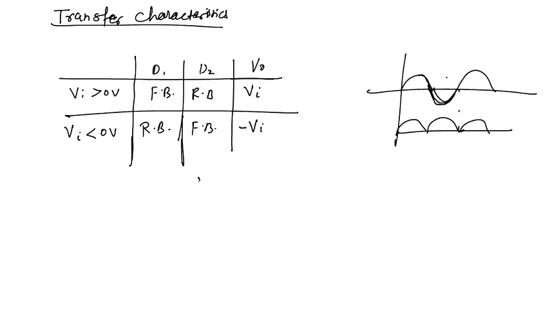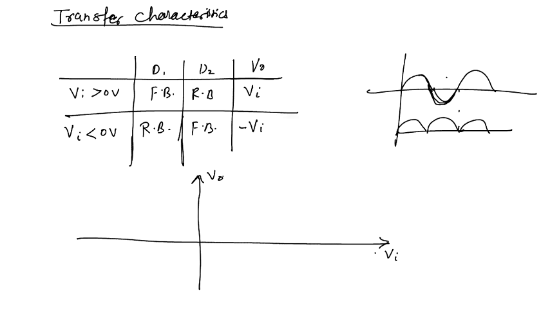Now we'll draw the transfer characteristics for this circuit. Break voltage is 0 volt. For Vi greater than 0 volt, output equal to input, so a positive slope straight line passing through the origin. For Vi less than 0 volt, V naught equal to minus Vi, meaning a negative slope straight line. The negative slope straight line will be like this. This is for the equation V naught equal to minus Vi. For this equation, V naught equal to Vi. So these are the characteristics of a full wave rectifier.